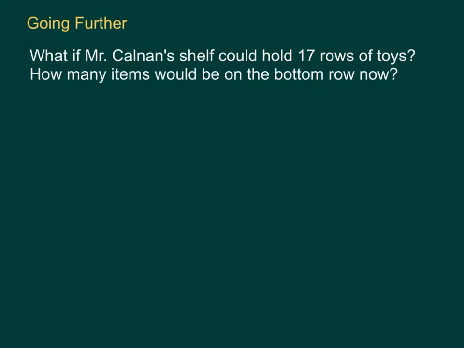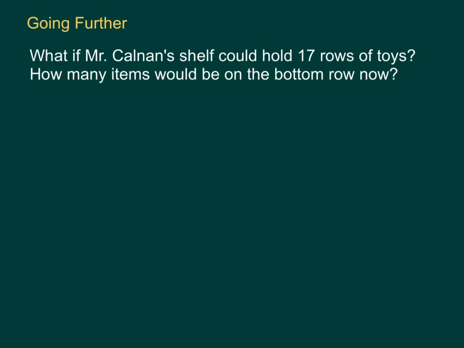Let's consider what could happen if Mr. Callan's shelf could hold 17 rows of toys, which is quite a few toys, but he loves Star Wars. Now the question is how many items would be on the bottom row? Well, we can use some algebra to help figure this out.